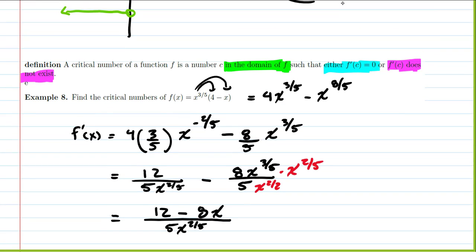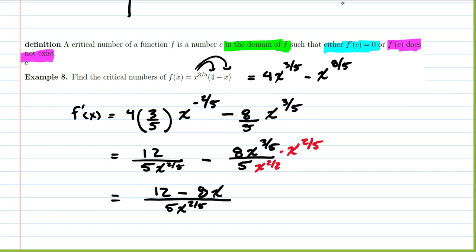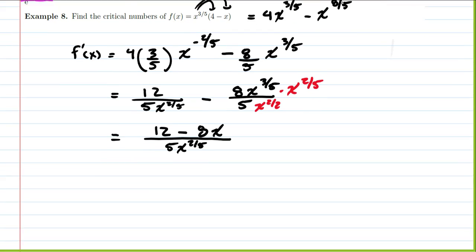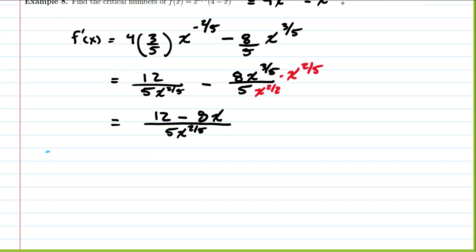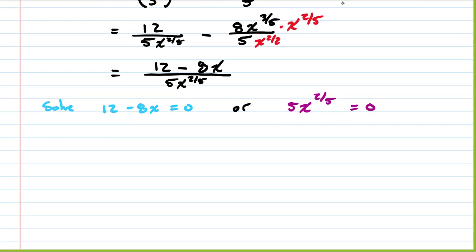So now, by definition, our critical numbers are when it's equal to 0 or when it is undefined. So to find when it's equal to 0, we need to solve 12 minus 8x equals 0. Or when it's undefined, we set the denominator equal to 0. So 5x to the 2/5 is equal to 0.